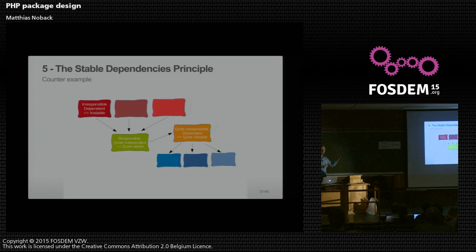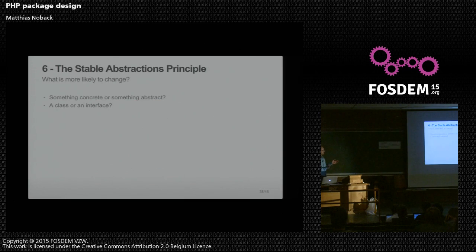I'm saying up and down, which is not really relevant. You could also throw the entire diagram upside down. But the convention here is to draw the more stable packages at the bottom and the more instable packages at the top. So that's why I'm saying up and down. Also, the final principle is about abstraction. And we can nicely combine the two. So we have the stable dependencies principle. If you're drawing a diagram of packages from instable to stable, then the dependency arrows should only point downwards. The same goes for abstraction, as we will see in a moment.